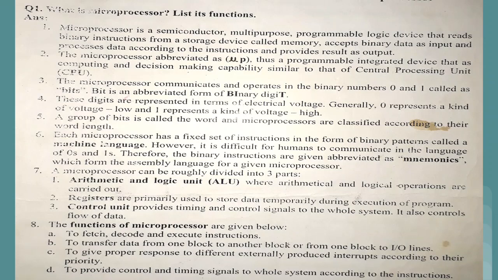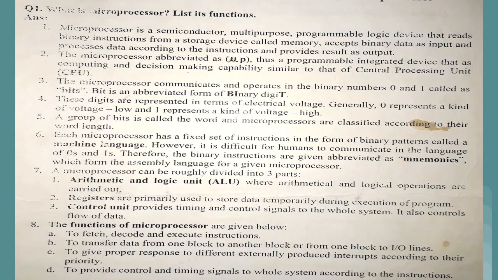This is the first function performed by the microprocessor, that is, to fetch, decode and execute the instructions. The second function of the microprocessor is to transfer data from one block to another or from one block to input output lines. As we have peripheral devices connected to the microprocessor, we have memory, registers. Whenever we want to move the data, that is again one of the important functions of the microprocessor, to move the data from memory to peripheral, peripheral to memory, like that.